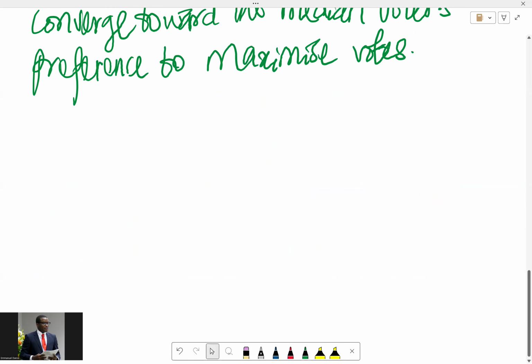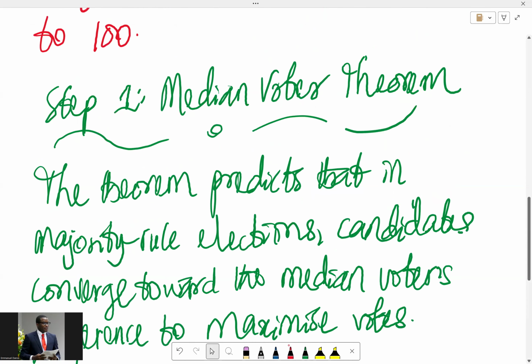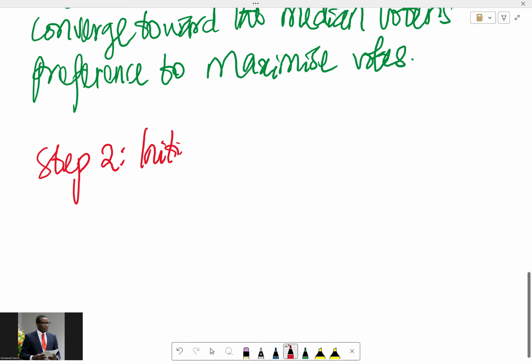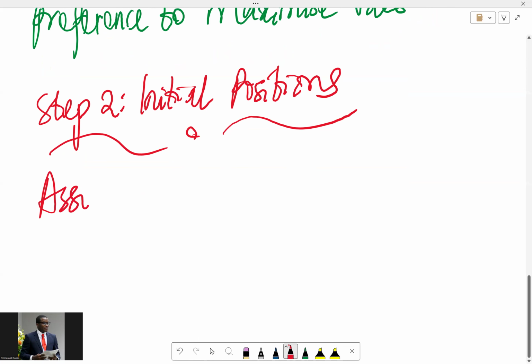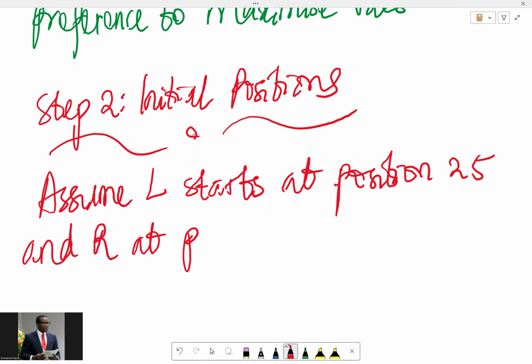Now, in step two, we talk about the initial positions. Assume L starts at position 25 and R at position 75. Okay, that's the initial position, right? Now we go for step 3.